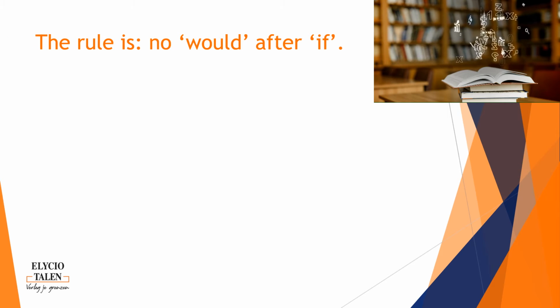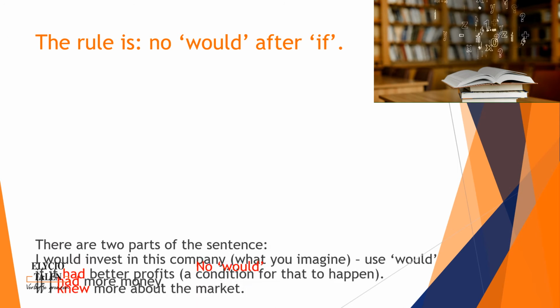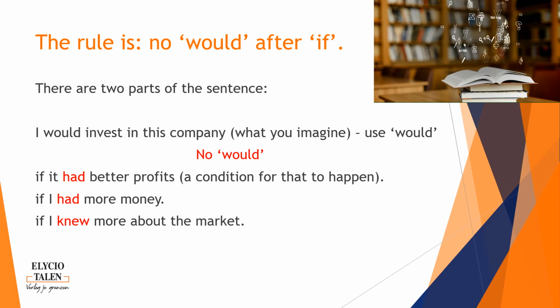The rule is no would after if. There are two parts of the sentence, as you can see. The part that you imagine, I would invest in this company. And this is okay to use would in this part, but we do not use would in the conditional part, in the part that starts with if. For example, if it had better profits, if I had more money, if I knew more about the market. Please note that we use the past tense of these verbs, had and knew.